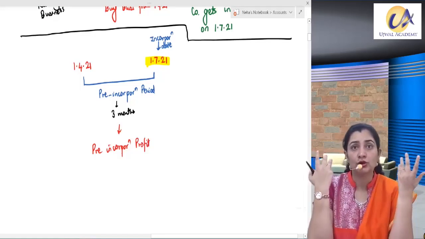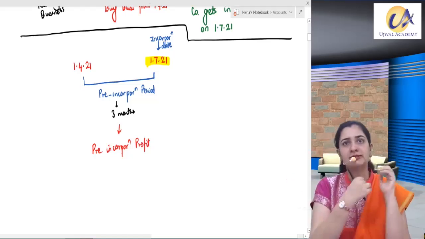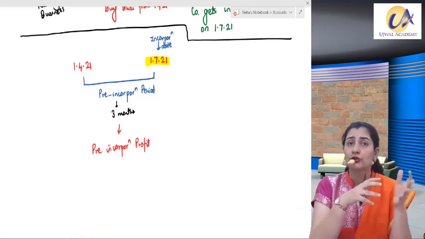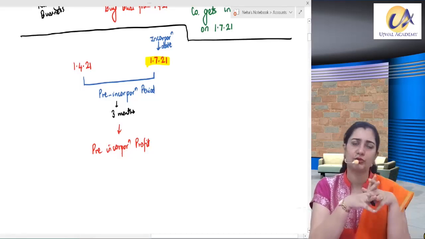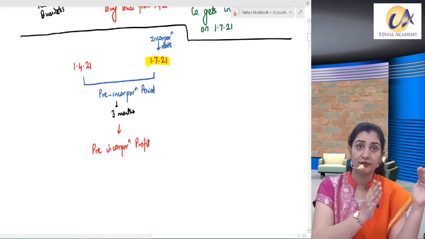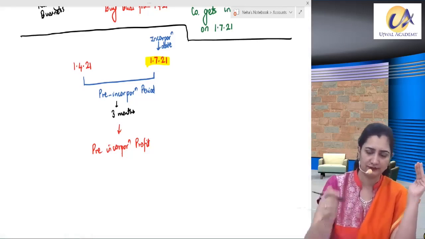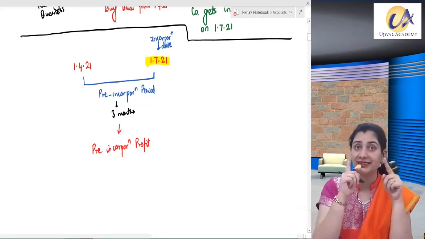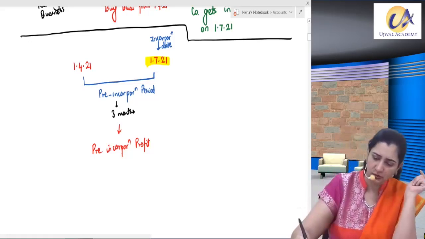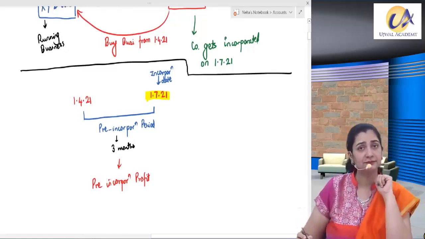Even when the company is not formed, then too profit is being earned. Why? Because it's a running business they have taken over. So being a running business, this is what you have to understand. Okay, so pre-incorporation period is the date from the business takeover. What is 1/4/21? The day when the business was taken over till the incorporation date. This is what we have here. I hope this is clear.